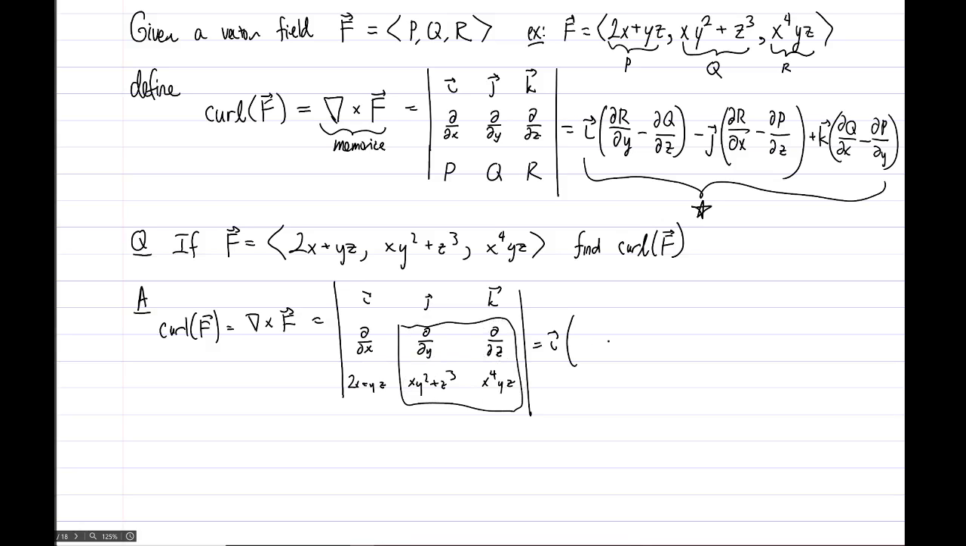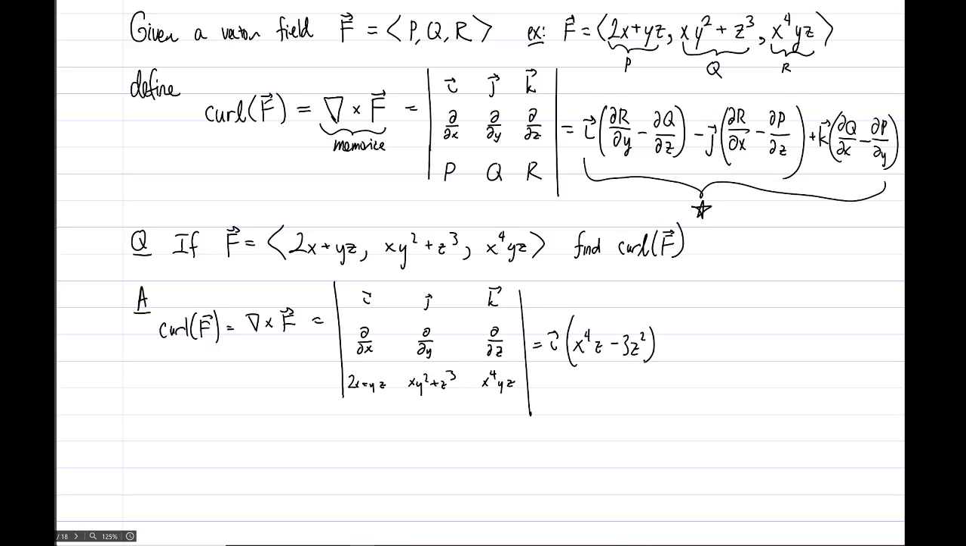If we take this 3 by 3 determinant, we'll have i times a 2 by 2 determinant. What we mean is partial derivative with respect to y of this minus partial derivative with respect to z of that, right? So let's go ahead and just compute those things. We'll have here x to the 4th z minus, when differentiating with respect to z here, the first term is going to be gone. We're just going to be left with the 3z squared, yeah? 3z squared there.